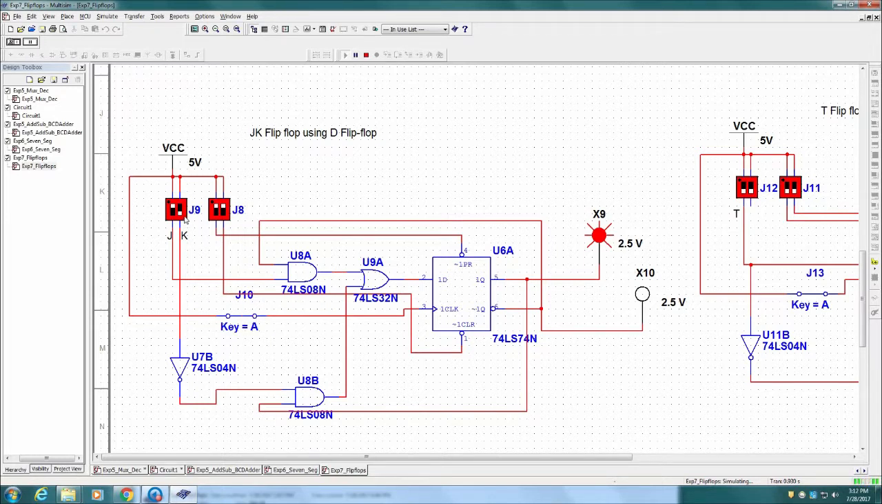Now we will check how to design a T flip-flop using a JK flip-flop. Here we will make J equal K equal T. For normal operation, we will set the preset and clear to 1. When T equals 0, the output will remain in the previous state. When T equals 1, the output toggles.